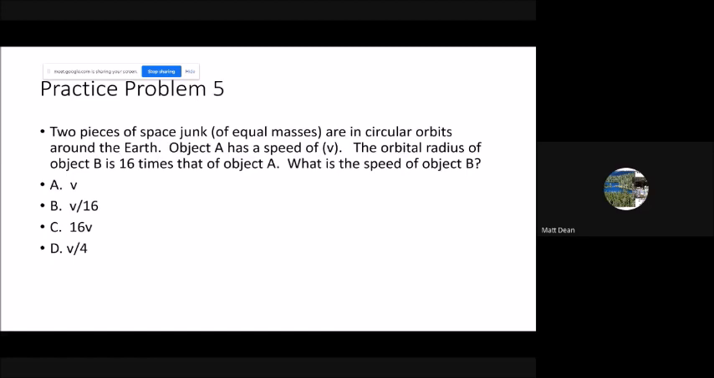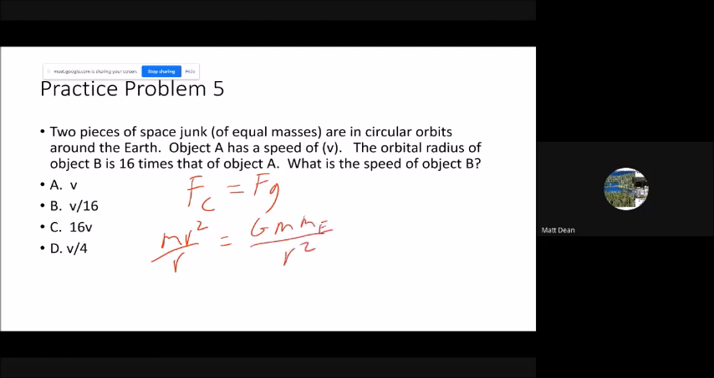All right, here's another one. Two pieces of space junk of equal masses are in circular orbits around the Earth. Object A has a speed of v. The orbital radius of object B is 16 times that of object A. What is the speed of object B? Again, if you don't remember that equation for velocity, you're going to need to derive it. Remember, the centripetal force keeps the object going around the Earth, and that centripetal force is caused by the gravitational force. Centripetal force is mv squared over r. Gravitational force is G, mass of object, mass of Earth over r squared.